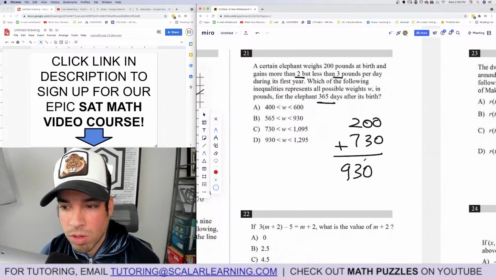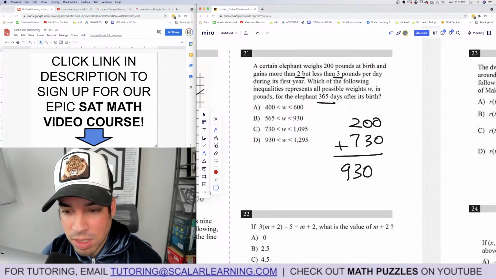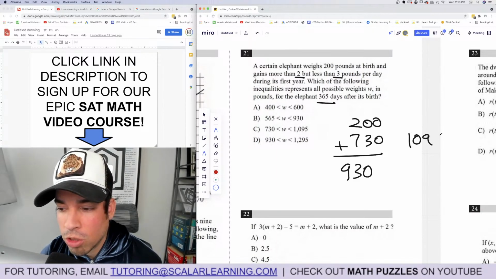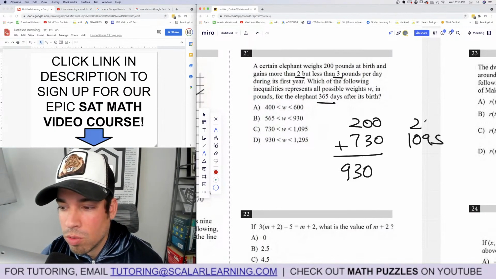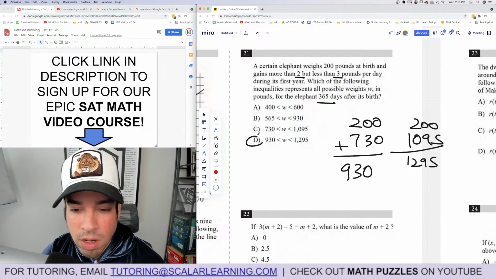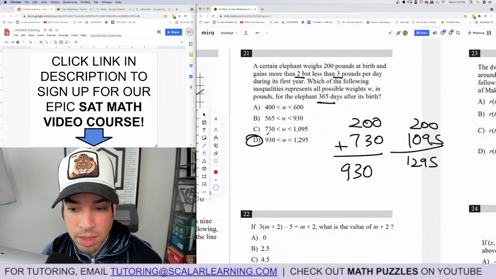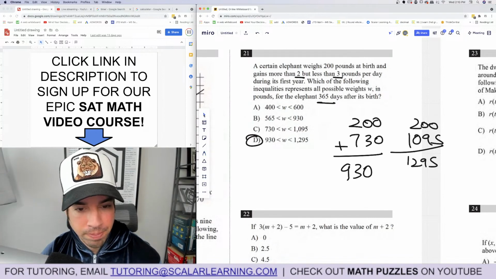Which of the following inequalities represents all possible weights? Yeah, all possible weights, because we have to include that 200. And on the maximum, it's 3 times that, which is 1,095. But I'm going to double check that. 1,095, cool. Plus 200, it's got to be D, and yeah, it's 1,295 there. I think they just didn't include the 200, but you have to include the 200 because it says the possible weights, not the possible weight gains, right?